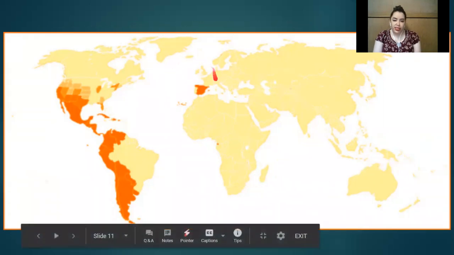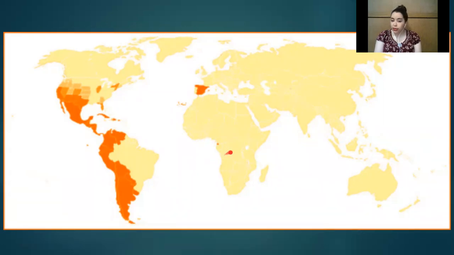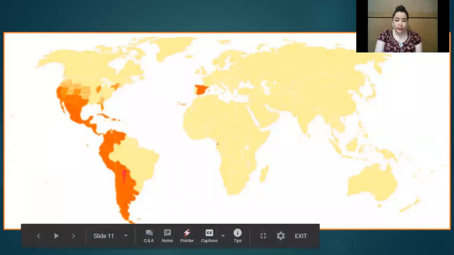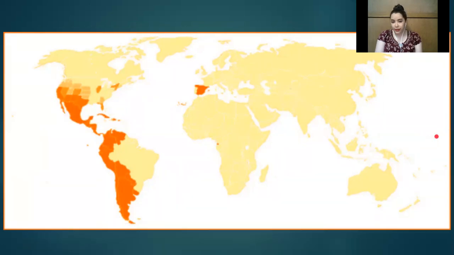So as you can see, this is Spain up here. And then this little dot here is Equatorial Guinea, the one Spanish-speaking country in Africa. And then, of course, South America, Central America, Mexico, and US, and these islands here.